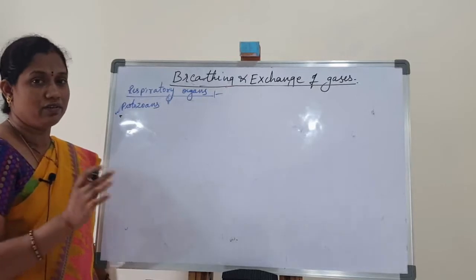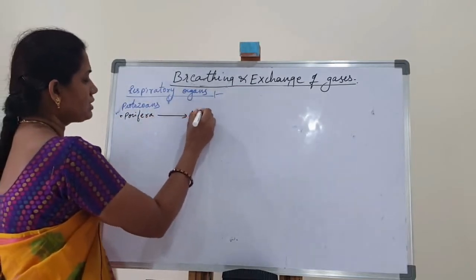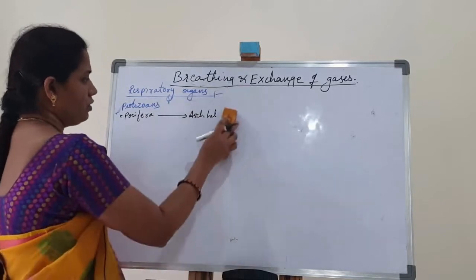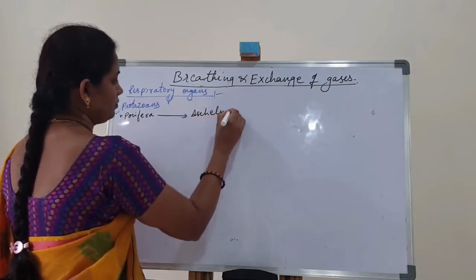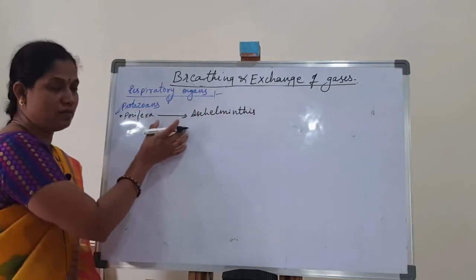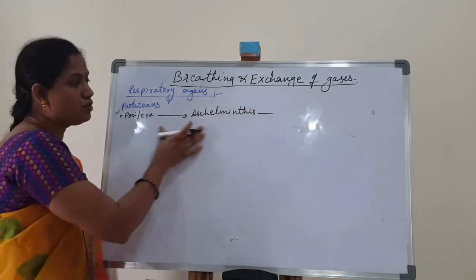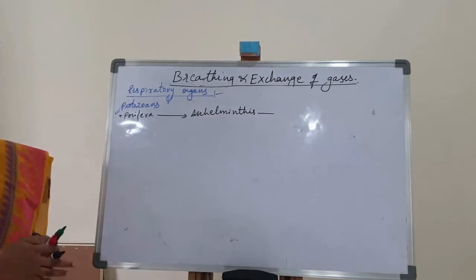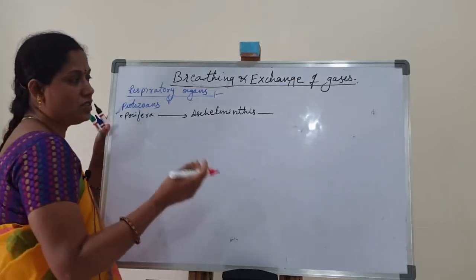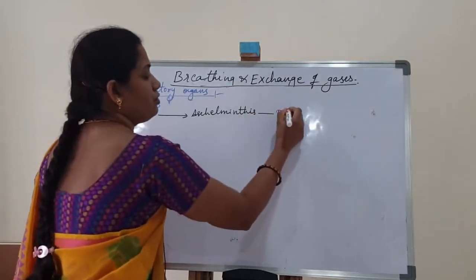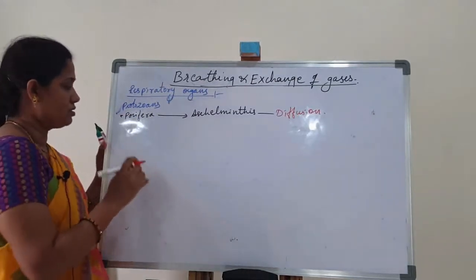Next, primitive invertebrates. Primitive invertebrates means Porifera to Aschelminthes or Nematoda: Porifera, Cnidaria, Ctenophora, Platyhelminthes and Nemathelminthes or Aschelminthes. In this group of primitive invertebrates, they don't have a special type of respiratory organ. They respire by simple diffusion. The oxygen and carbon dioxide exchange takes place by diffusion.